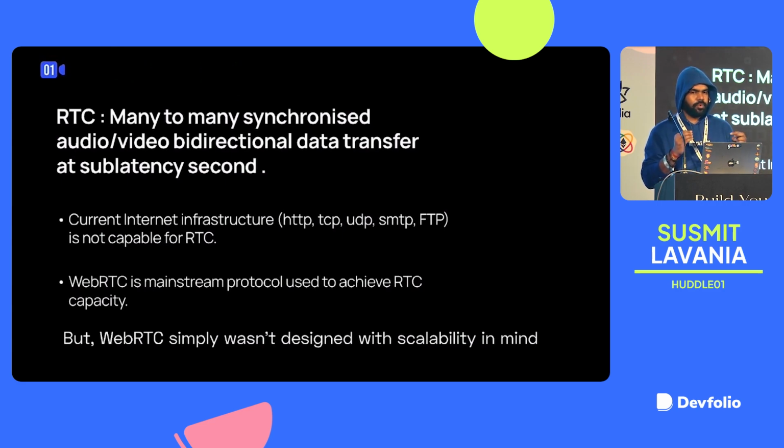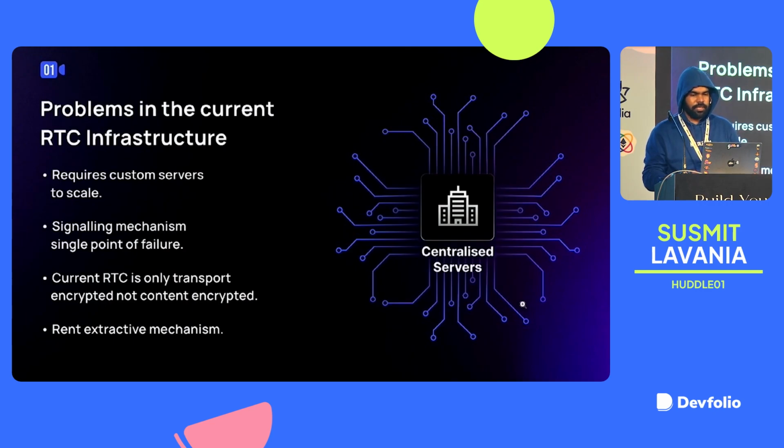But there are a lot of problems with WebRTC because it was not designed to scale. This led to custom servers to scale out, and since it requires custom servers, corporates started accumulating those servers. And even at the P2P level, you require a centralized signaling mechanism to actually establish those calls, which is a problem.